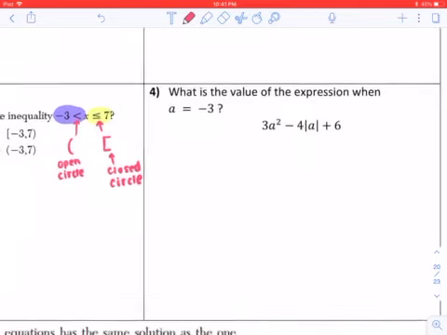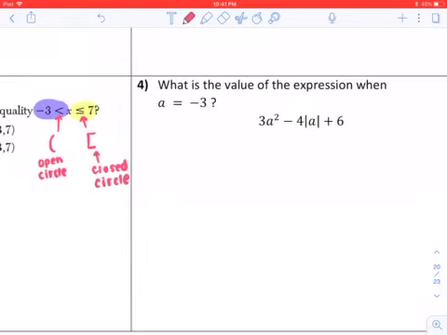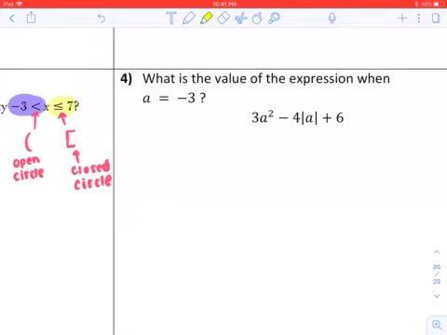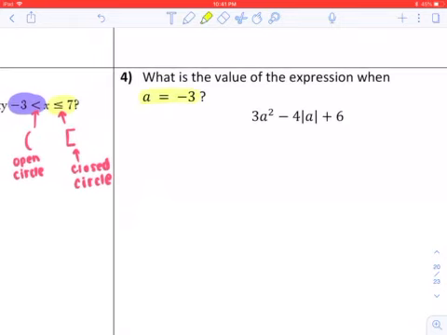Number 4, what is the value of the expression when a equals -3? So it's telling you what a equals. So we can go ahead and plug that in anywhere we see an a. So it's 3, and then instead of a, in parentheses, I'm putting -3. And then the squared minus 4, absolute value of -3, plus 6.